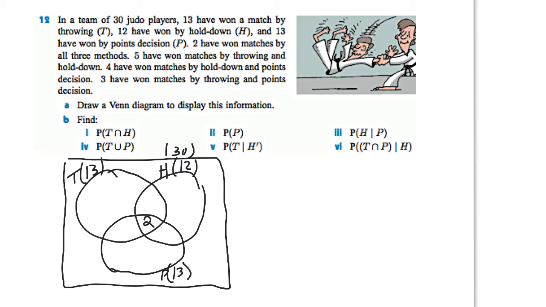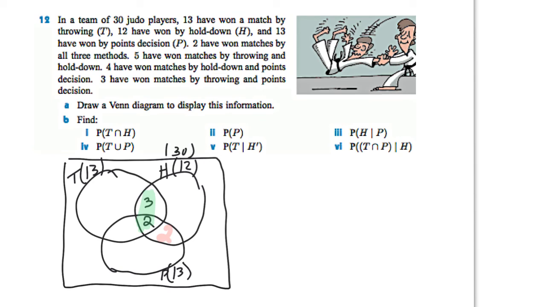So guys, the throwing and hold down, if it's 5 total, this is a subtraction needed because we don't have the word only. It didn't say 5 won by throwing and hold down only. It says 5 won by throwing and hold down. So that means this throwing and hold down region over here can only total to 5 people. So I did need subtraction. 4 have won by hold down and points. So that puts 2 over here by subtraction.